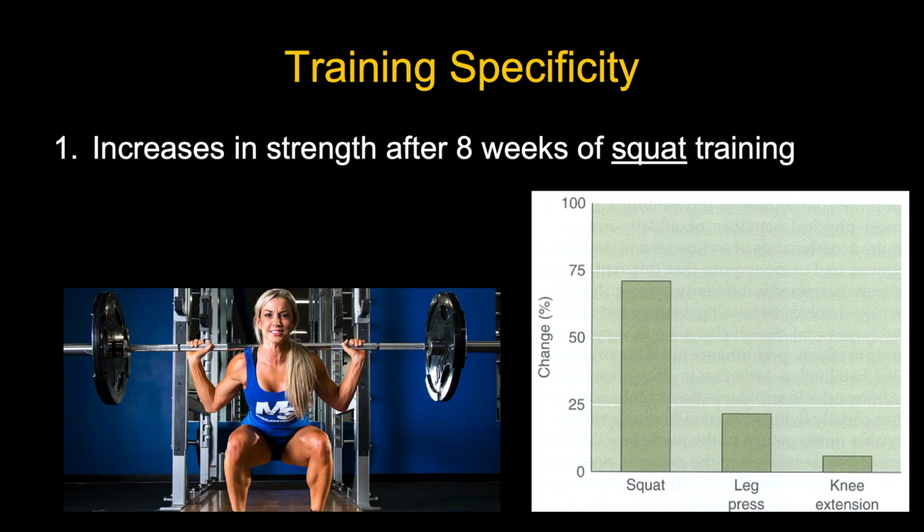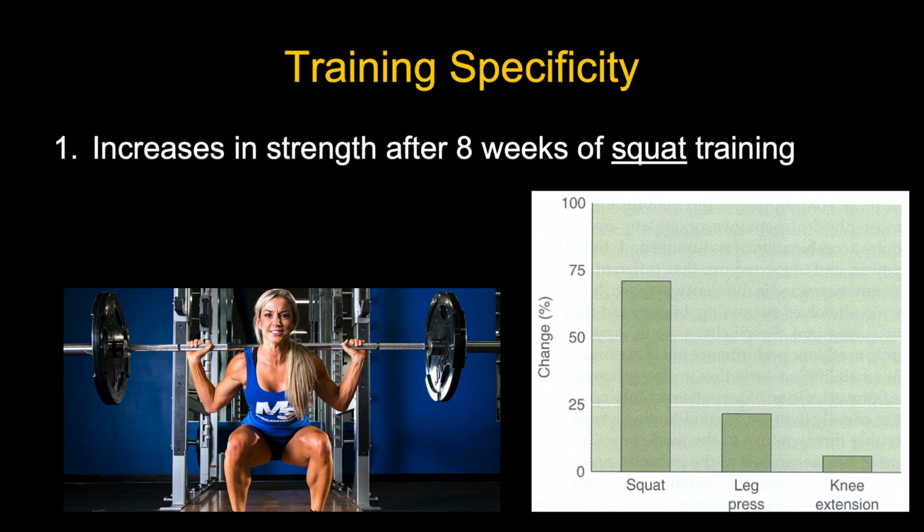One of the principles of training in exercise science that gets overlooked is that of training specificity. In this diagram, on the y-axis, we have the percent change in strength, and on the x-axis, we have the squat, leg press, and knee extension. Subjects in this study were tested for the squat, leg press, and knee extension strength, then trained for 8 weeks using squats only.